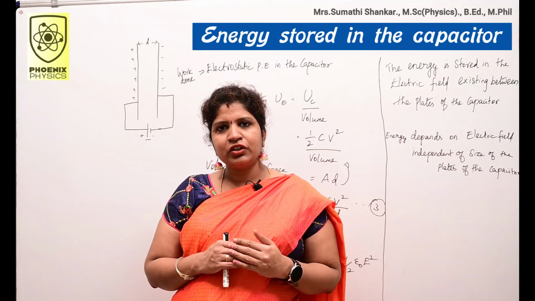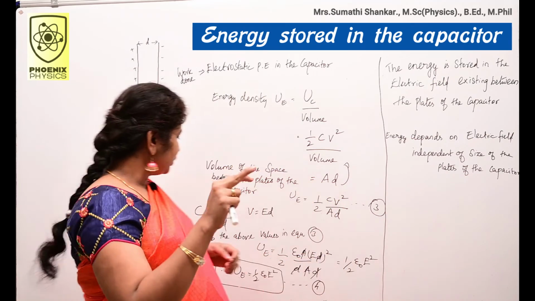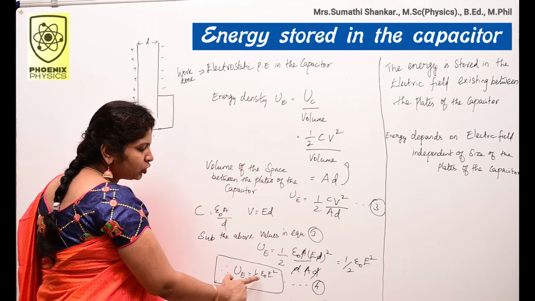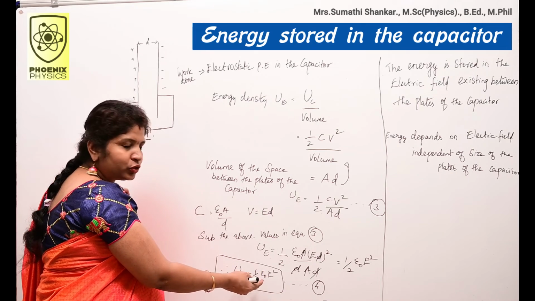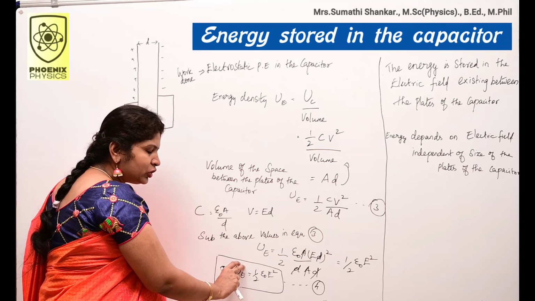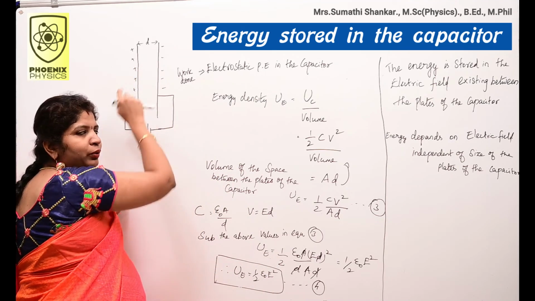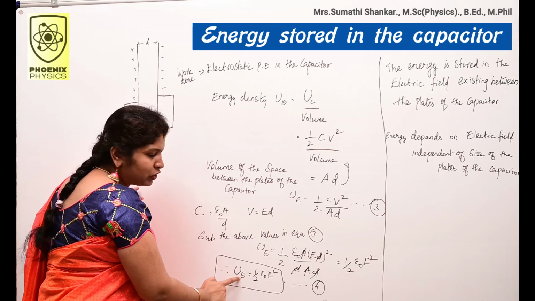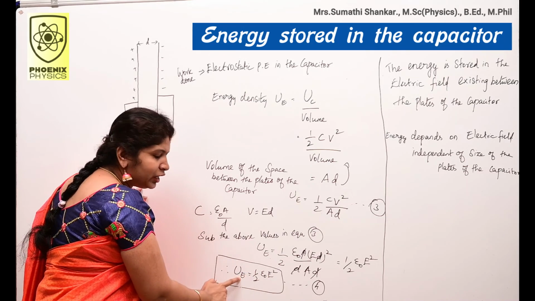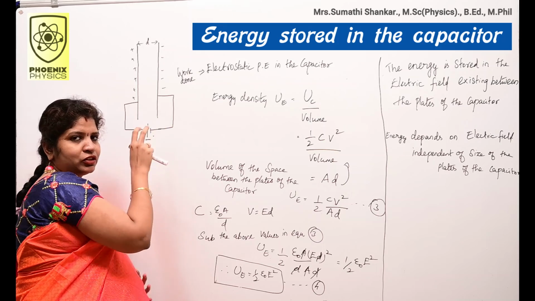So far we discussed about energy stored in the capacitor, which is nothing but UE is equal to half epsilon naught E square. So what is your conclusion? Here the energy is stored in the electric field existing between the plates of the capacitor, and this energy depends on the electric field independent of the size of the plates of the capacitor.